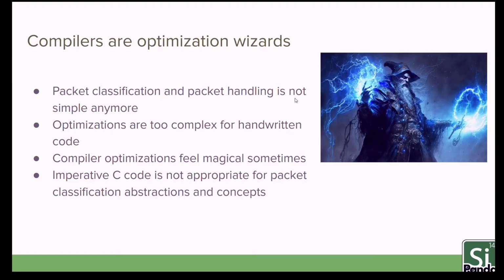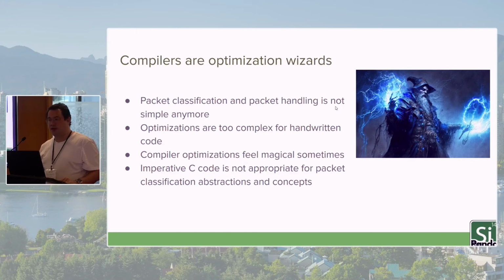As was introduced in the beginning, compilers are the future of networking, right? One of the points that compilers are going to be the future is because compilers are kind of wizards in a way, because packet classification and handling is not simple anymore. It's quite complex, and you have a bandwidth of hundreds of gigabits, and possibly we're going to see even more in the near future. And optimizations have become too complex for handwritten code.